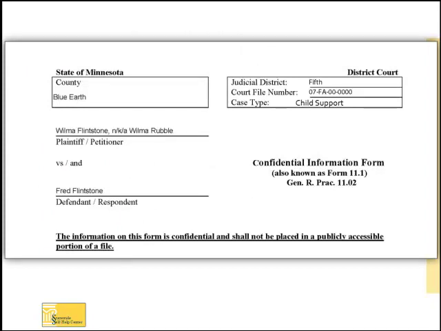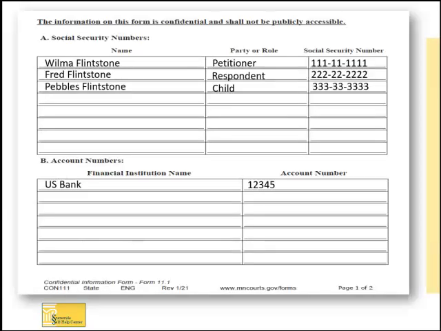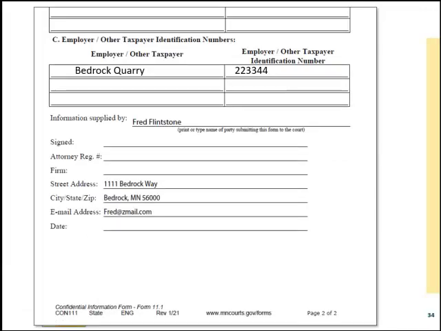Fill out the caption of the form the same way you did on your other motion to stop COLA forms. Next, fill in each party's name, their role in the case, such as petitioner or respondent, and their Social Security numbers. If you do not know the other party's Social Security number, fill in unknown. Fill in the name and account number for any financial accounts, such as bank accounts or retirement accounts, included as part of your motion to stop COLA. Use the employer other taxpayer identification number section to list an employer identification number or other taxpayer identification number if applicable. Be sure to read the instructions if you have other questions about filling out this form.